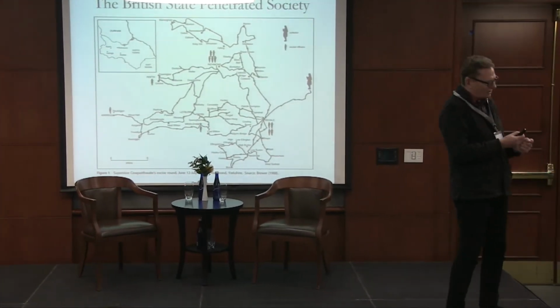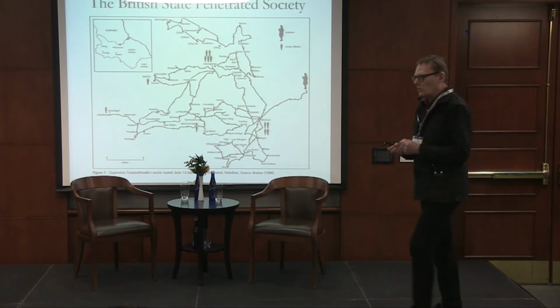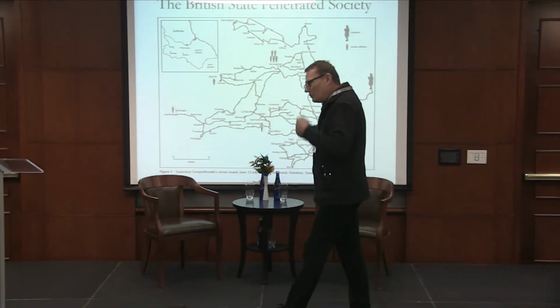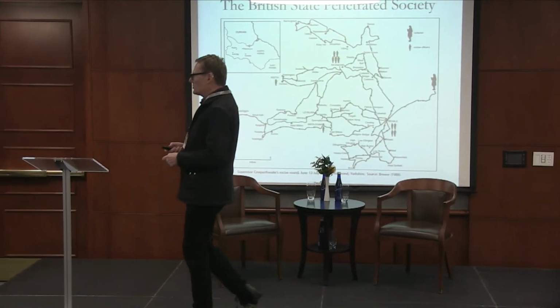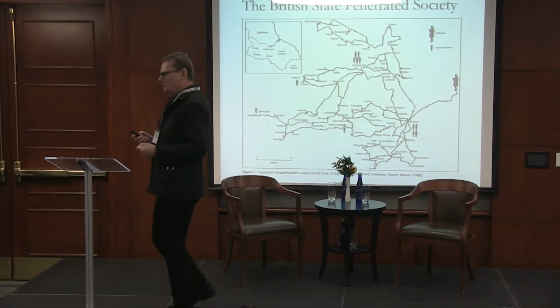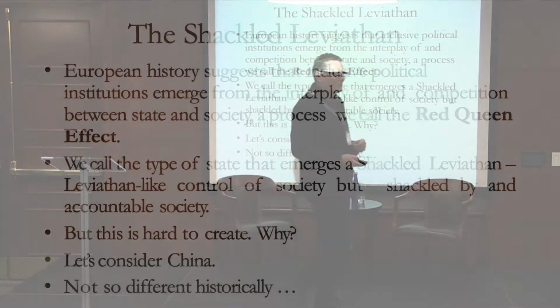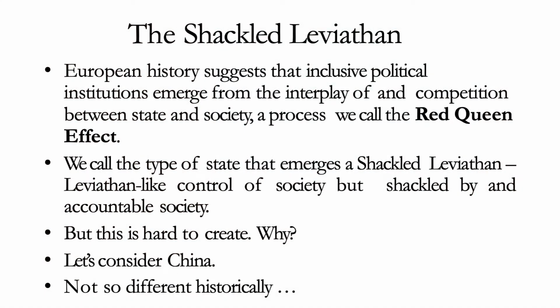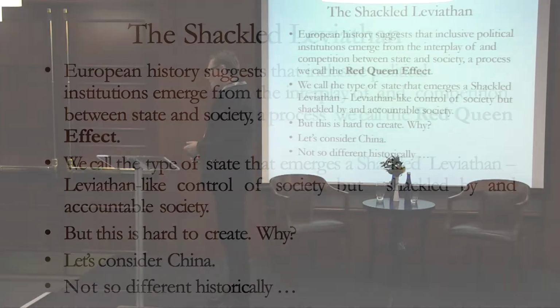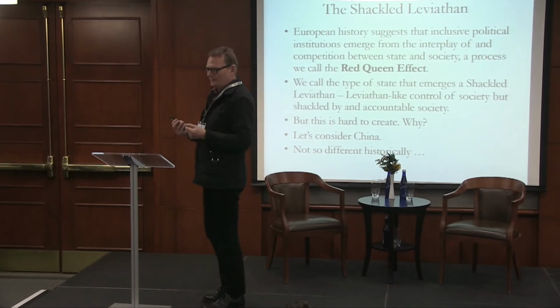The initial conditions came about in this particular way I was describing, and then you get this dynamic, which in a minute I'm going to call the Red Queen effect, this competition between state and society. Okay, that's in the book, we call that, what sort of state emerges out of this process? We call it in the book a shackled Leviathan.